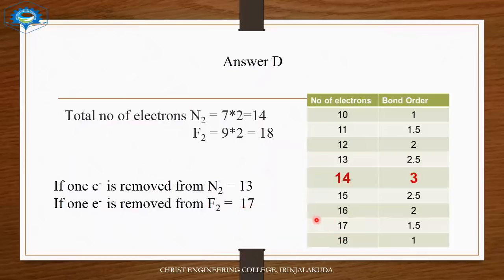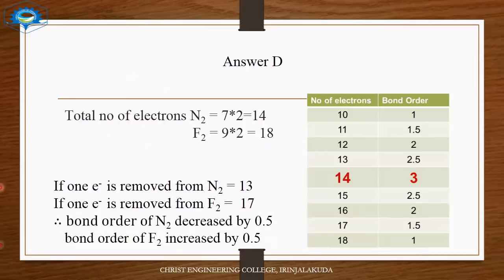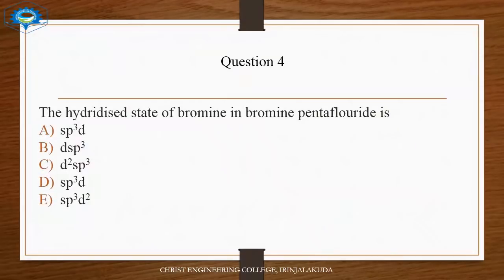Then what will happen to fluorine when one electron is removed? Its total number of electrons becomes 17. So its bond order is increased by 0.5. 1 becomes 1.5, increased by 0.5. So our answer is D, that is, bond order of nitrogen is decreased by 0.5 and bond order of fluorine is increased by 0.5.